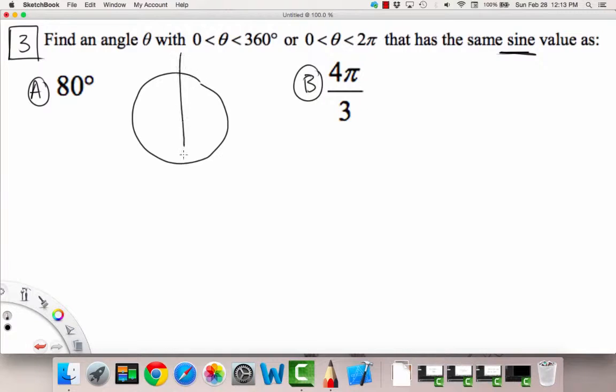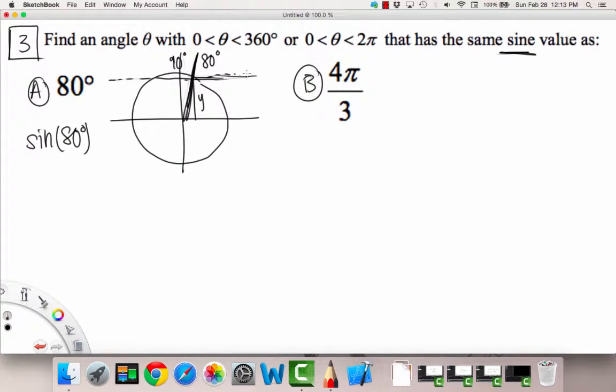So we have this circle, okay? And here's 90 degrees all the way at the top, right? And 80 degrees is only 10 degrees away, so it's up there. So here's 80 degrees, and the sine value is the y value. So here's y, which is sine. What we want to do is find an angle that has that same y value. So I'm going to draw a horizontal line, because this is at that particular y value. So sine of 80 has a certain value, and it's up here.